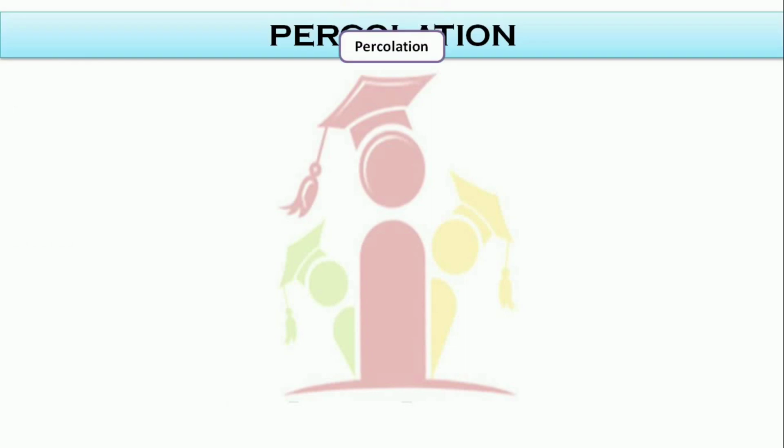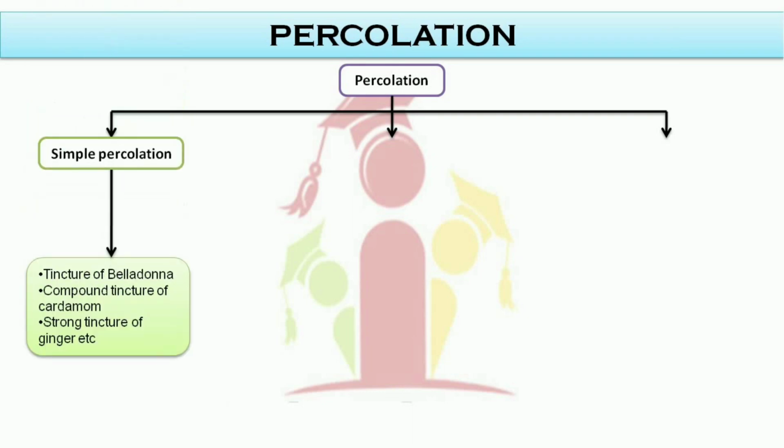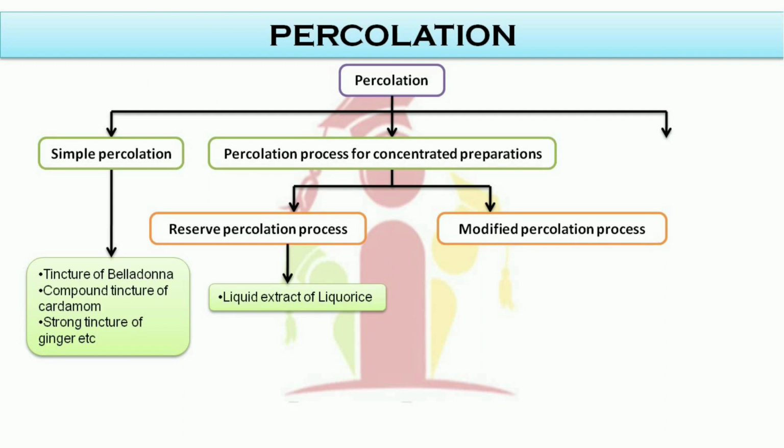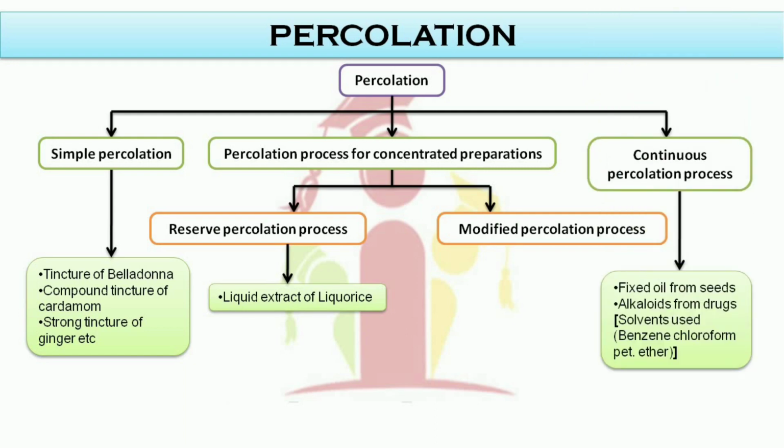Now percolation. Percolation can further be classified into simple percolation, that is tincture of belladonna, compound tincture of cardamom, strong tincture of ginger, etc. Then the percolation process for concentrated preparations is again classified into reserve and modified percolation process. The example of the reserve percolation process is liquid extract of licorice. And in the continuous percolation process, the examples are fixed oil from seeds, alkaloids from drugs. In this case, the solvents used are benzene, chloroform, petrol.